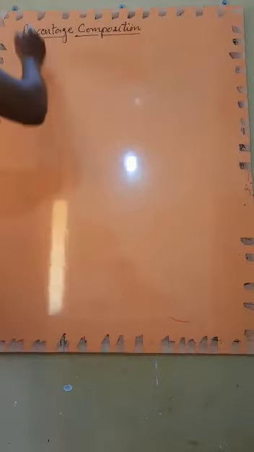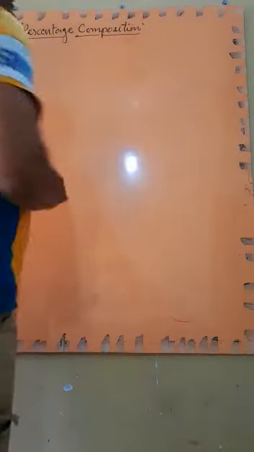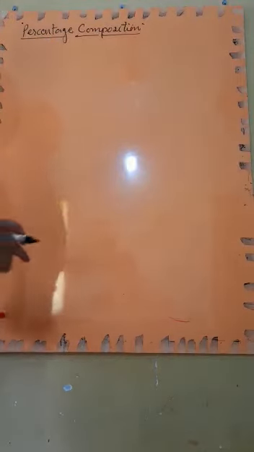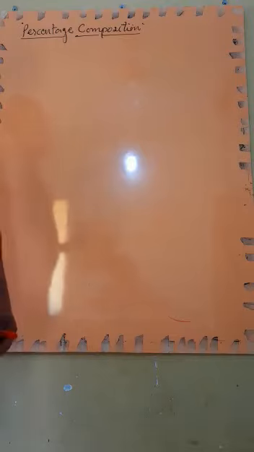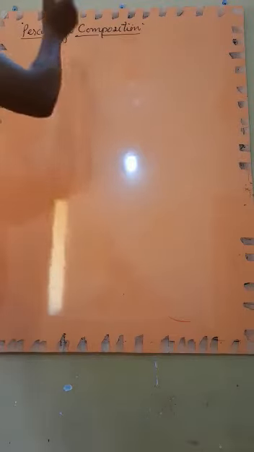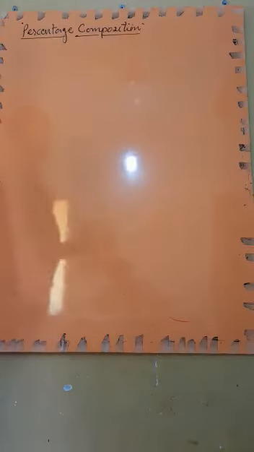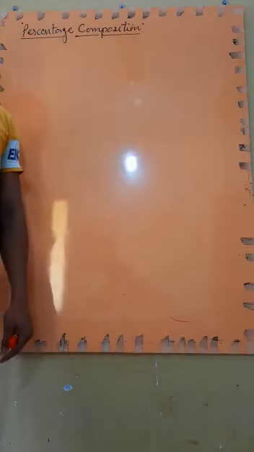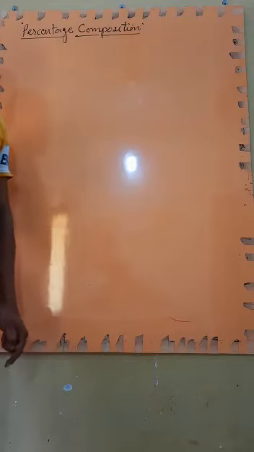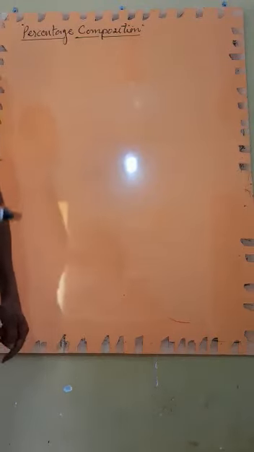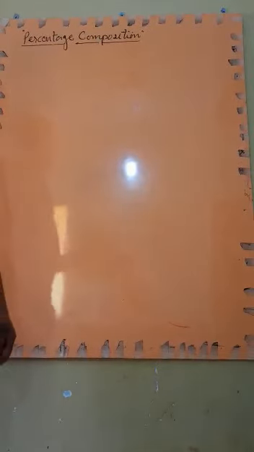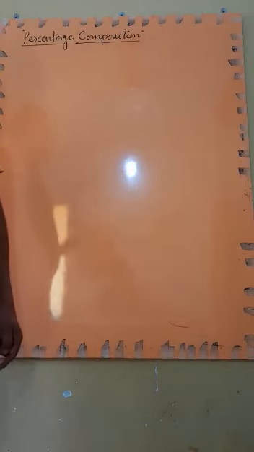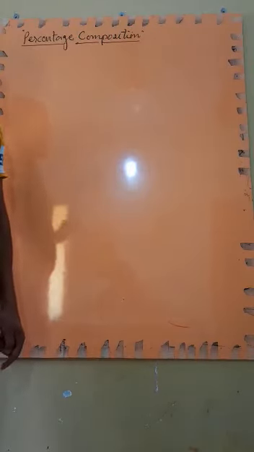Yes, students, the next content is percentage composition. Percentage composition means a compound is made up of at least two types of constituents, that is, two types of components. In percentage composition we are finding how many percent of one component is present in that compound with respect to the second component, or if there are more components, we can find the percentage of each and every component that forms that compound.